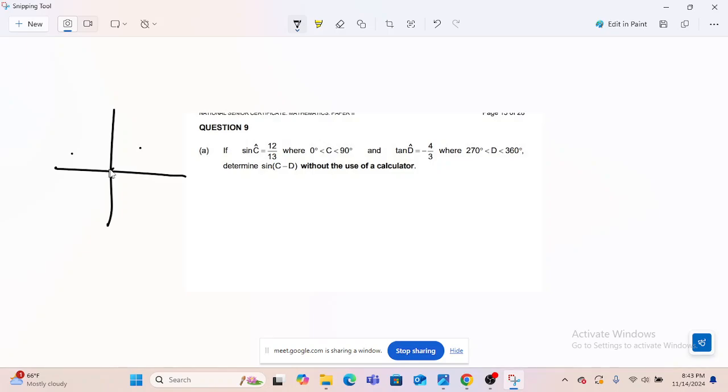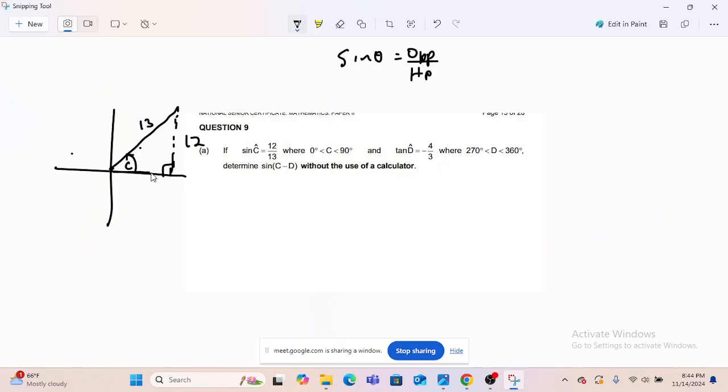So we're going to formulate a sort of right-angled triangle over there, with 90 degrees over here. We know that sine theta is equal to opposite side over hypotenuse. In this case, the opposite side is 12 and the hypotenuse is 13. Angle C would be here, and this would be the opposite side, which is 12, and the hypotenuse would be 13 over here.